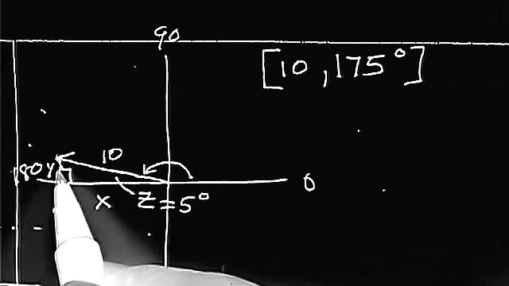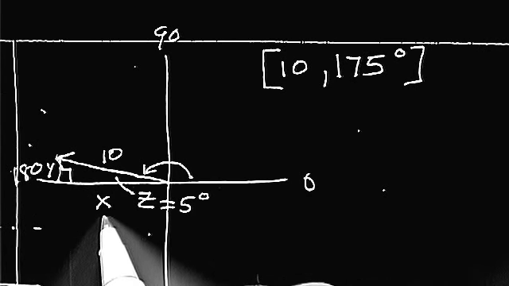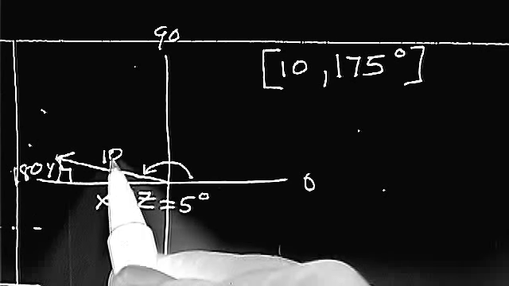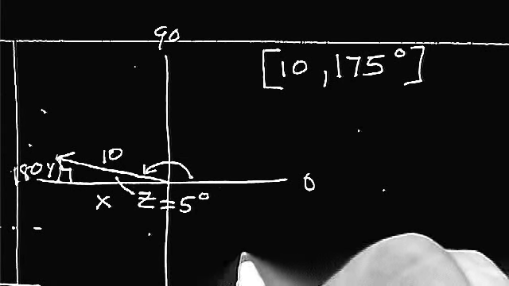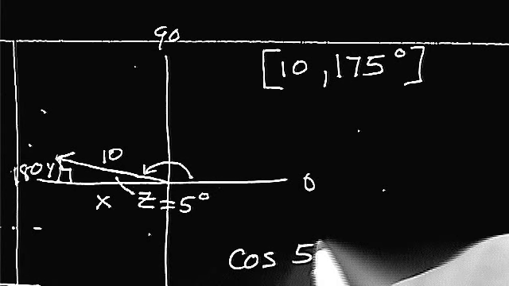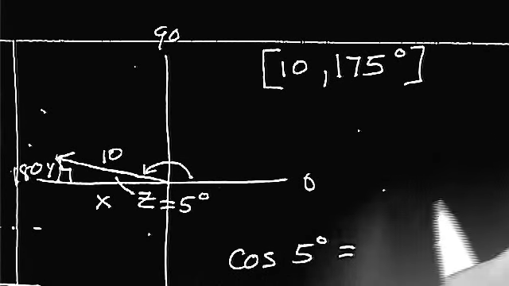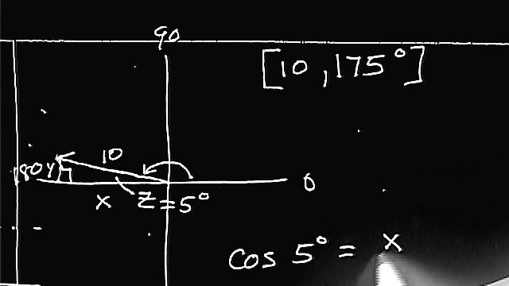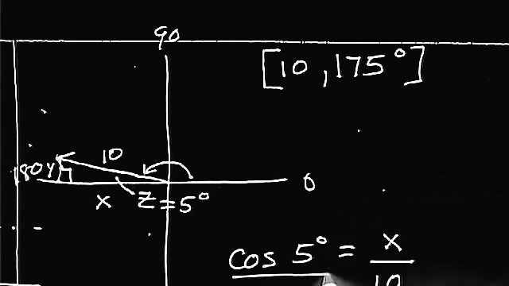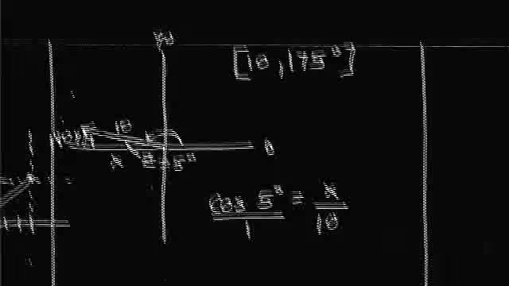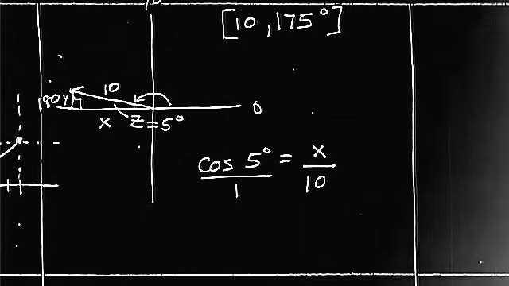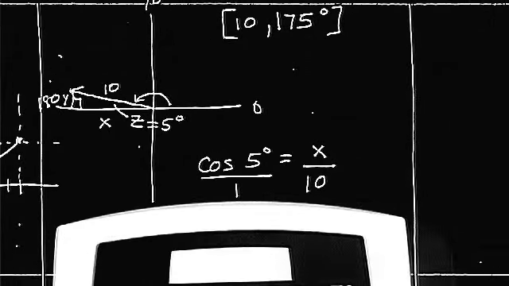So we're looking for the adjacent side. We have the hypotenuse, so that sounds like cosine. So the cosine of 5 degrees is the adjacent side divided by the hypotenuse. Now remember, that's a proportion. All we're doing is solving a proportion by cross multiplying. In this case, 10 cosine 5 gives 9.96.